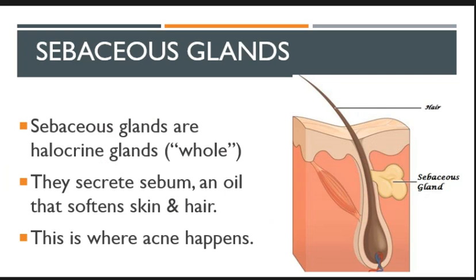All right, our sebaceous glands right here, this is that same picture we were looking at. They are holocrine glands. So that's your third thing, holocrine, which means whole. So when the sweat mixes with the whole part coming through like this, that's how we get body odor. They secrete sebum, which is an oil that softens the skin and the hair. It moisturizes it.